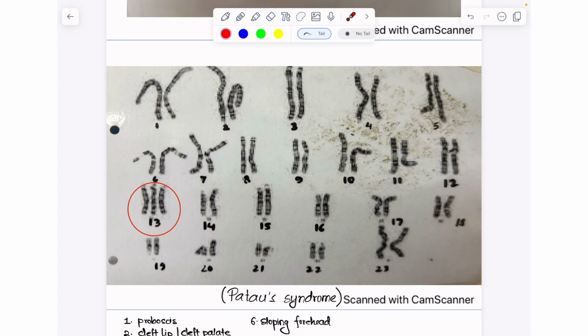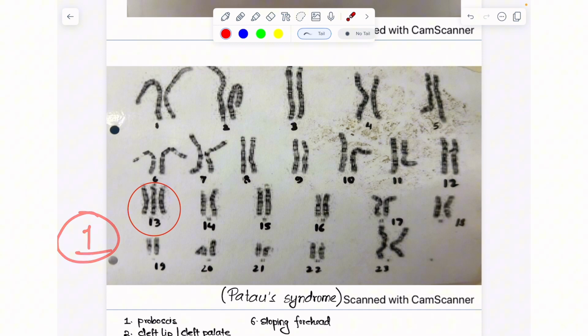And from this video, you will be able to learn three things. Number one, identify the chromosomal abnormality and genetic disorder by looking at the karyotype. Number two, name the genetic disorder. And number three, write down the features of that chromosomal or genetic disorder.